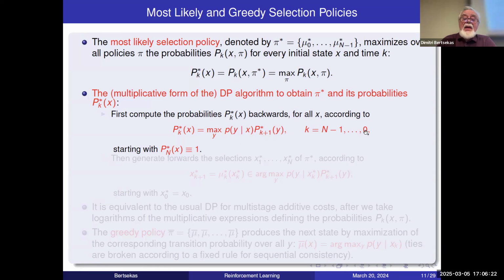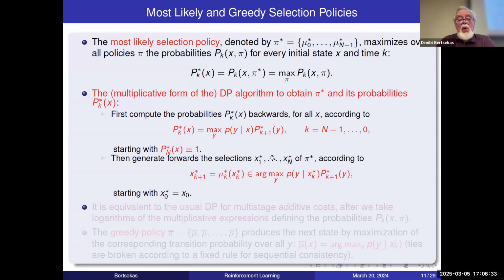Once we reach stage 0, we have the optimal probabilities to go. And after we have those, then we go forward and generate the next words, generate the optimal sequence by maximizing in this dynamic programming expression. The only difference with dynamic programming, the way we know it, is that we had an additive expression, whereas here we have a multiplicative expression.